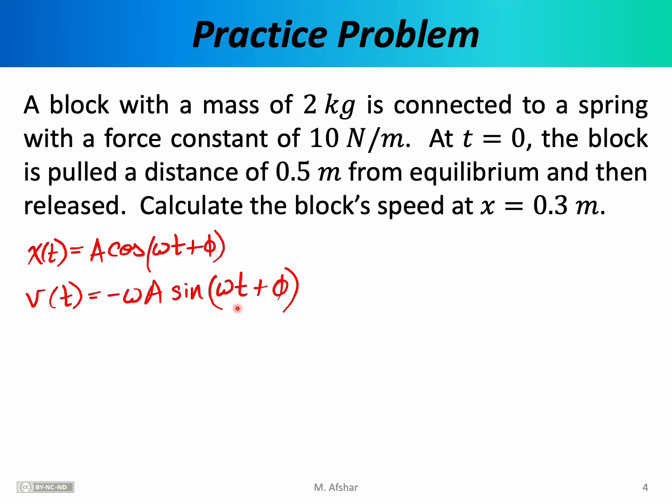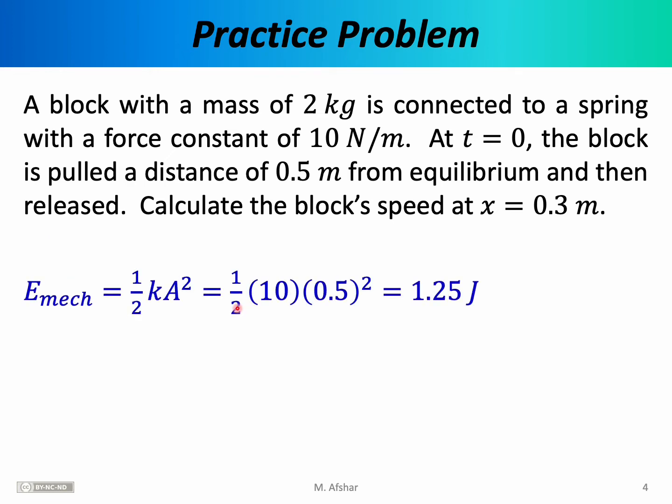An easier way to solve this problem is to use energy. We can calculate the mechanical energy of the system pretty easily. We know that for the simple mass spring system, the mechanical energy is conserved and that it is equal to 1/2 k a squared.